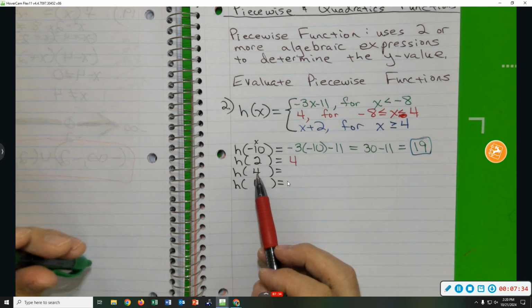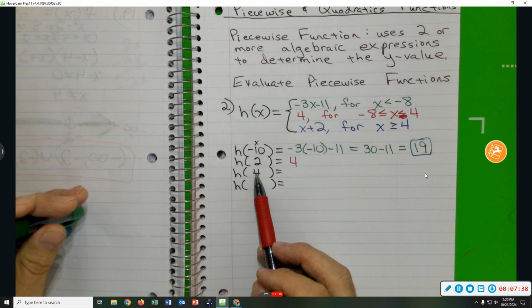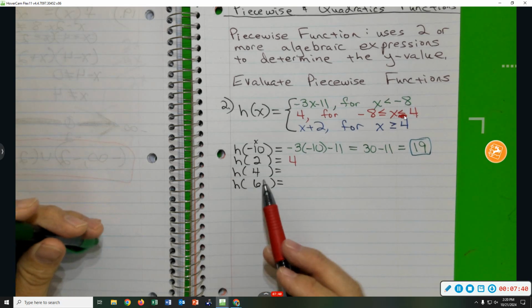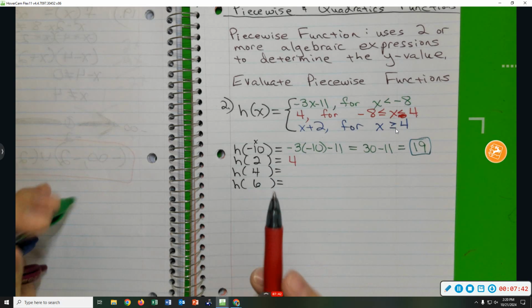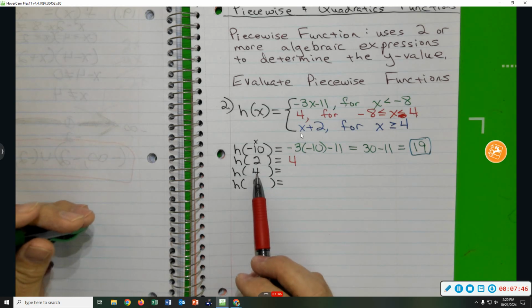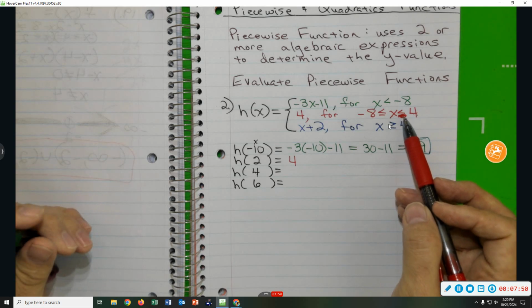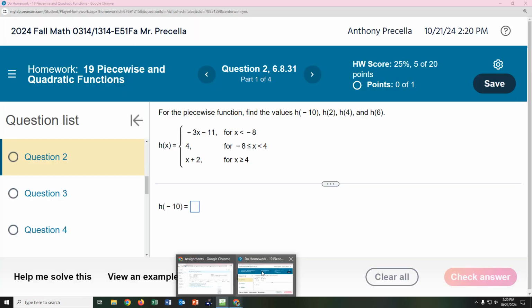Now, the third value, h of 4. Our x value is 4. Be careful. Which one will we use to find h of 4? It's hard to tell what I have written there. Flip back to the original problem. When I was writing it down, I put an equal sign there.